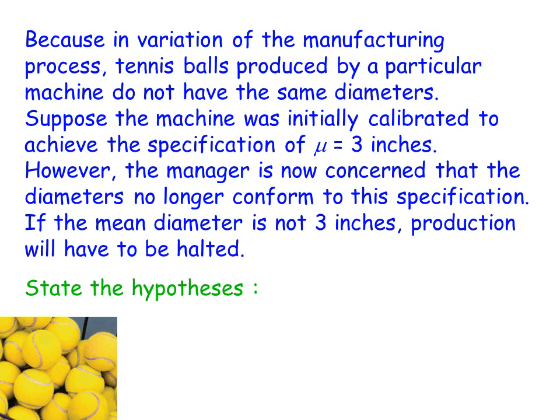Because of variation in the manufacturing process, tennis balls produced by a particular machine do not have the same diameters. Suppose the machine was initially calibrated to achieve the specification of mu equals 3 inches. However, the manager is now concerned that the diameters no longer conform to this specification. If the mean diameter is not 3 inches, production will have to be halted.